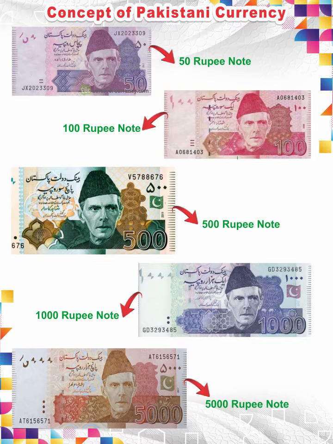The note of rupees 5000 is the biggest currency note in Pakistan. A note is also called a currency bill. A currency note is made up of paper. The picture of Quaid-e-Azam is printed on the front side of every Pakistani currency note. Quaid-e-Azam is the founder of Pakistan.